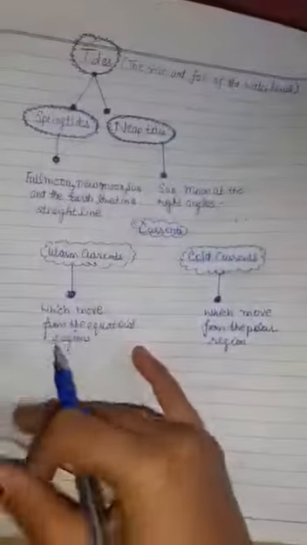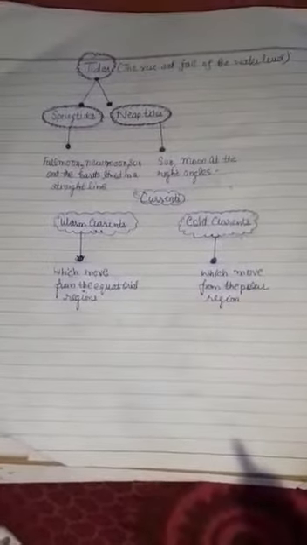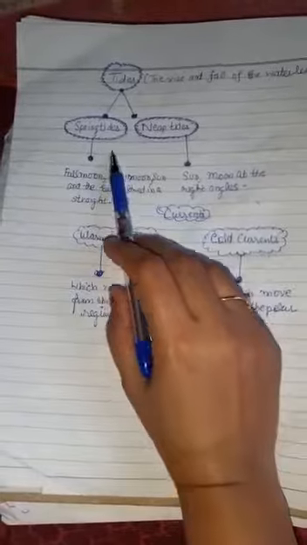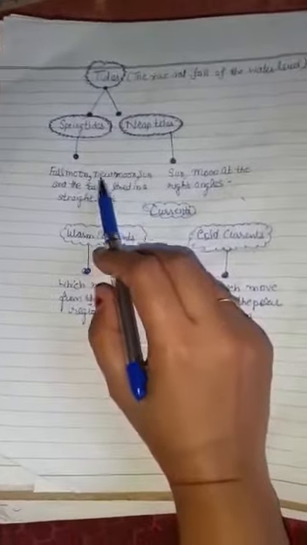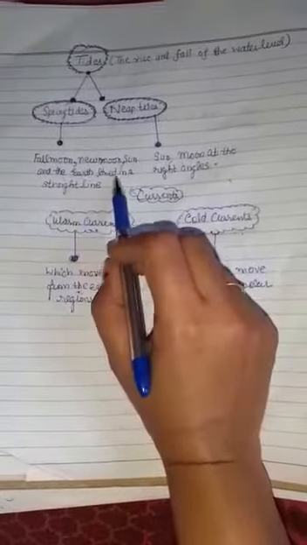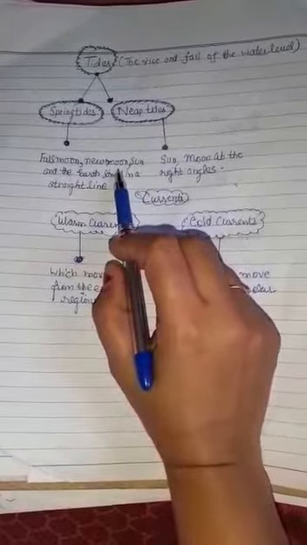Next one is your tides. So students, what do you mean by tides? Tides means the rise and fall of the water level is called tides. Here again the tides is divided into two parts: spring tide and neap tide. What do you mean by spring tide? It means during the full moon. Full moon means Purnima, and the new moon means Amavasya.